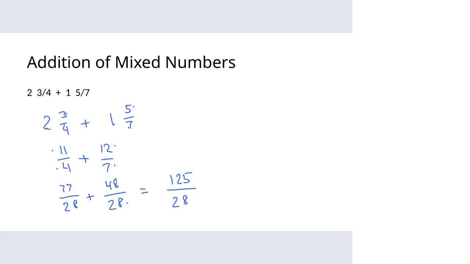Since I started with mixed numbers, I'm going to go ahead and finish with a mixed number. So while there's really nothing wrong with 125 28ths, since we started out adding mixed numbers, we'll go ahead and finish with a mixed number here. And what I'll need to do is, how many times will 28 go into 125? Remember, this is really just 125 divided by 28. That's kind of what that fraction means.